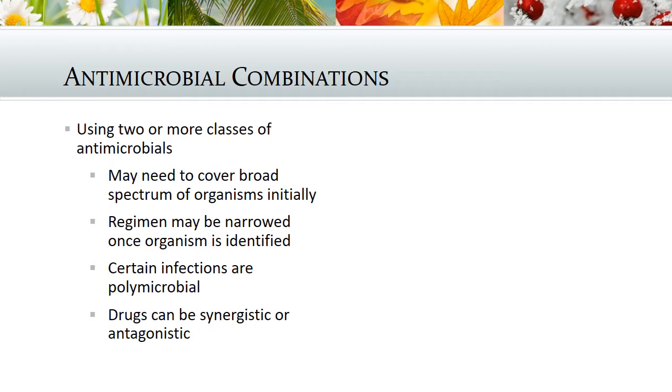Even infections in patients with cystic fibrosis may need combination therapy. Pseudomonas pneumonia is often colonized with a resistant species, and so combinations of B-lactams and aminoglycosides have been shown to curb the development of resistance and to improve outcomes. Remember that you may need to cover a broad spectrum of organisms. The regimen may need to be narrowed once the organism is identified. And certain infections, as we've discussed, can be polymicrobial. Drugs can be synergistic, working together, or antagonistic, working against each other.